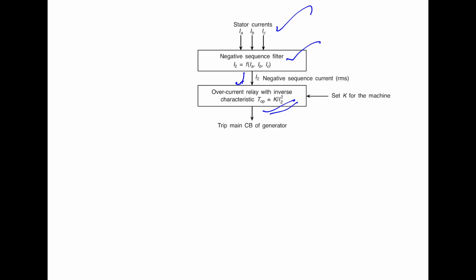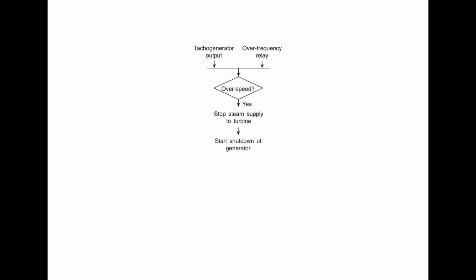So this is the logic used: we take the stator current, then obtain the negative sequence component, and the overcurrent relay with the inverse characteristics can be used to detect the unbalance, and then definitely we will have the generator circuit breaker trip. So this is how this protection is done. Now next we will discuss overspeeding.